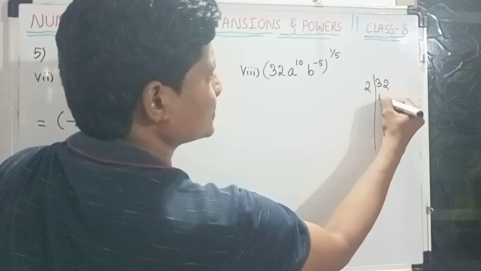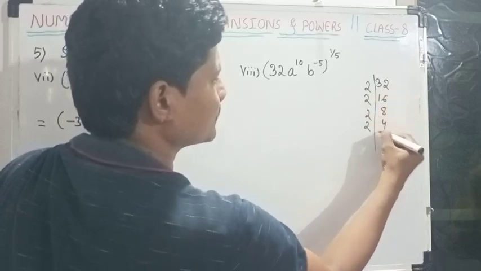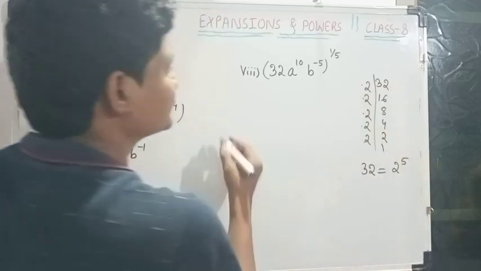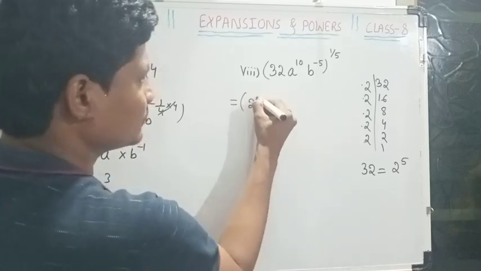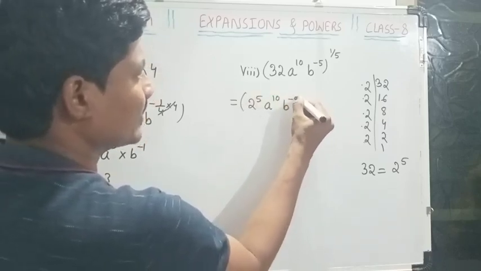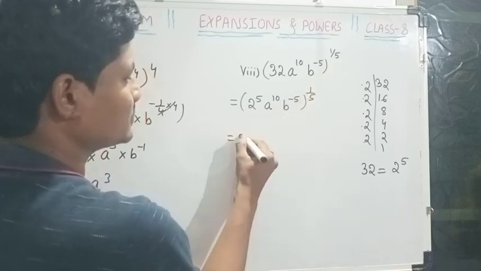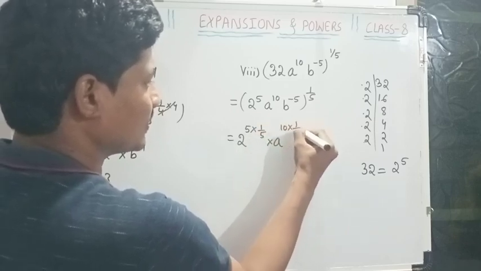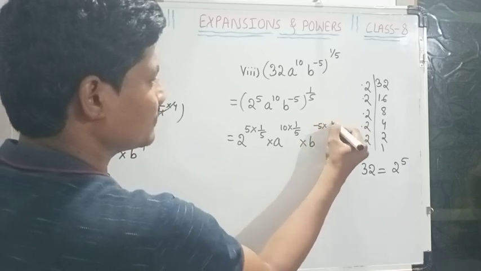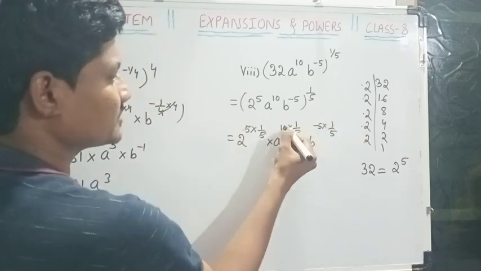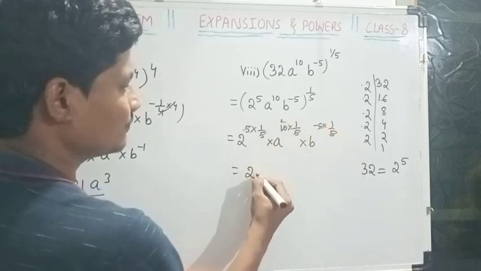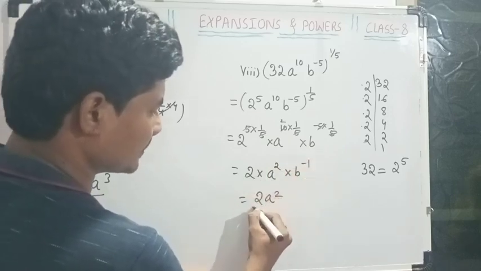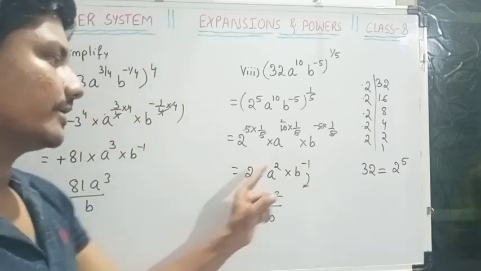32 can be written as 2 to the power 5: 2 16s are 32, 2 8s are 16, 2 4s are 8, 2 2s are 4, 2 1s are 2. So 32 is equal to 2 to the power 5. Now (32 a to the power 10, b to the power minus 5) raised to the power 1 by 5. 2 to the power 5 into 1 by 5, a to the power 10 into 1 by 5, b to the power minus 5 into 1 by 5. 5 and 5 get cancelled, so 2 to the power 1 into a square into b to the power minus 1. That is 2 a square divided by b. This is the answer.